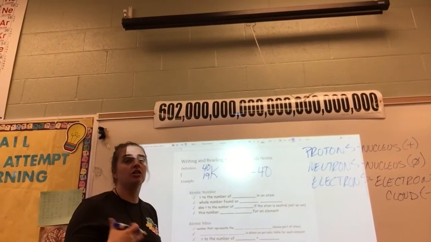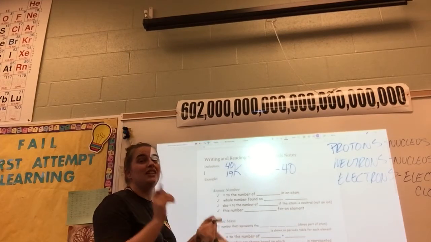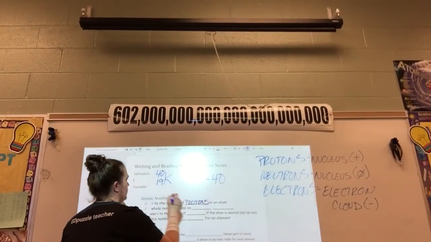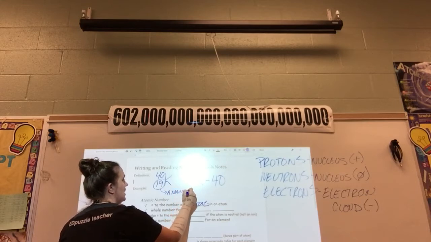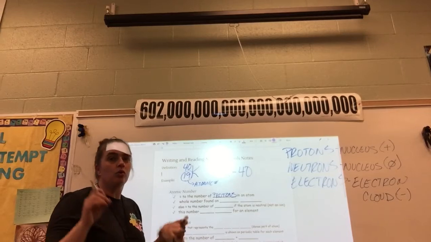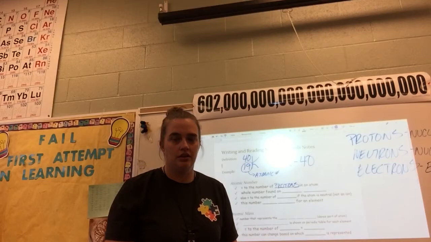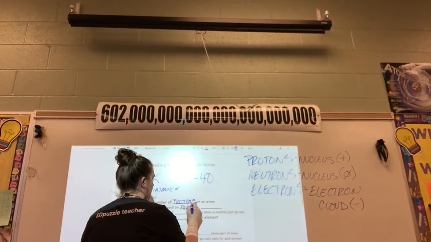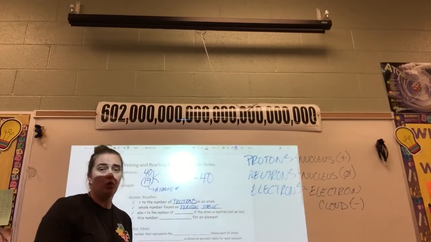So let's come down here and talk about the different parts. The atomic number. The atomic number is equal to the number of protons in an atom. Okay, so I said that this was my atomic number. That is telling me the number of protons in potassium. This whole number, the number of protons, is always on the periodic table. Okay, we can always find the atomic number on the periodic table. And it is the whole number.